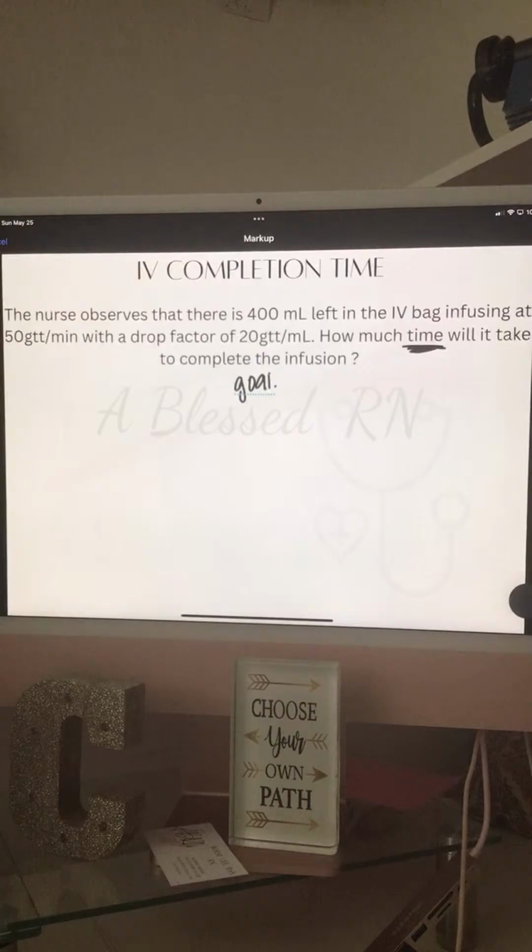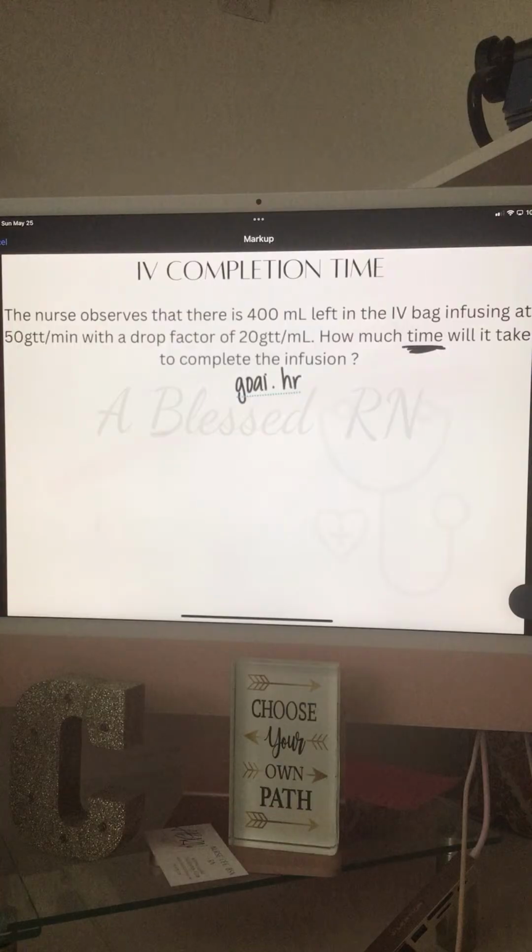Anytime we're looking for time, we're going to use hours, and this is why. When you get a whole number, that number is going to be the number of hours. If you get a whole number with a decimal behind it, then the decimal is going to be the minutes, okay? So we're going to be looking for hours.